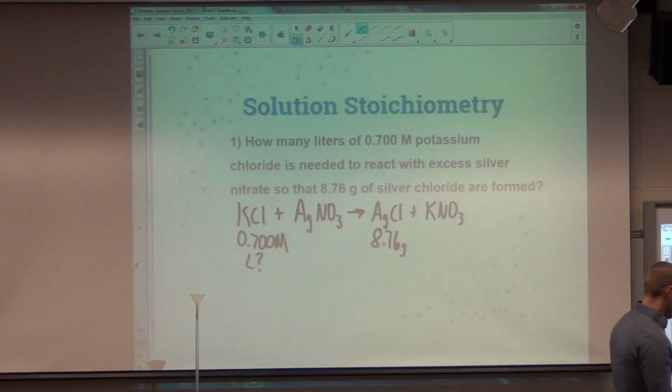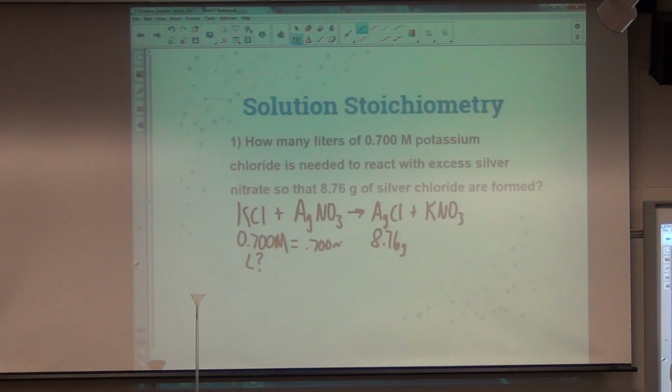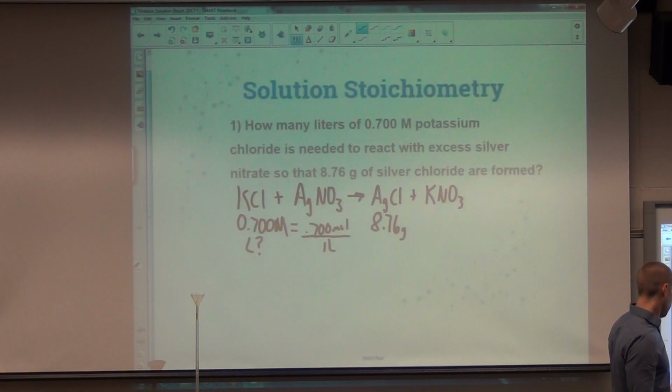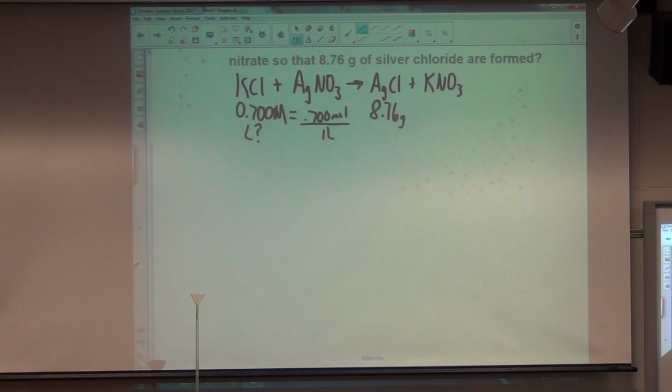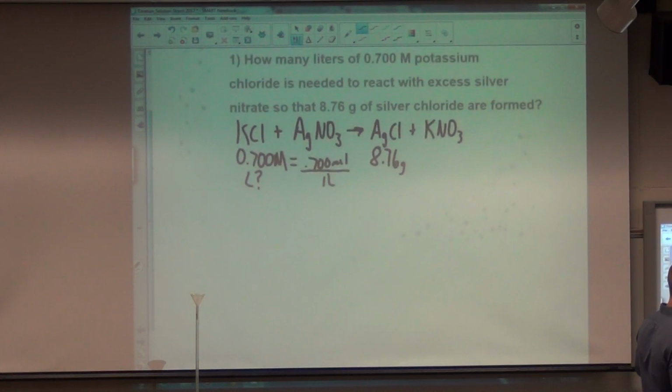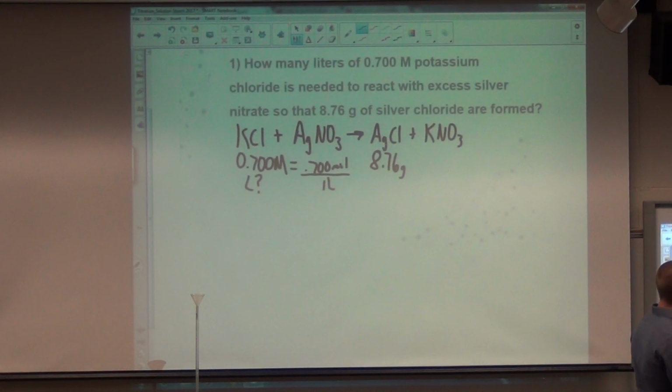Okay, remember, this big M equals 0.700 moles in a liter. So it's giving us that conversion there. So we don't need to really be panicking with where are we going to find that at the end. It's given to us. Okay? Now, we're going to start out our T-chart with this 8.76 grams of silver chloride.